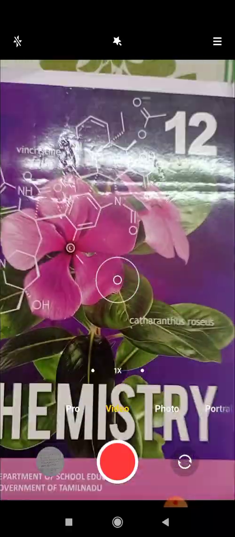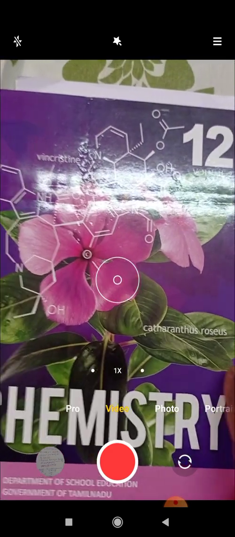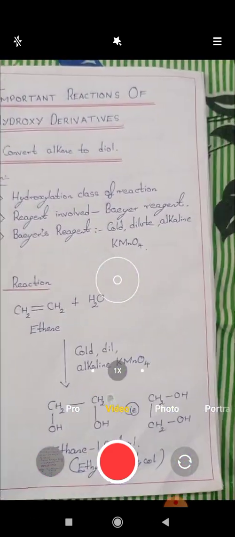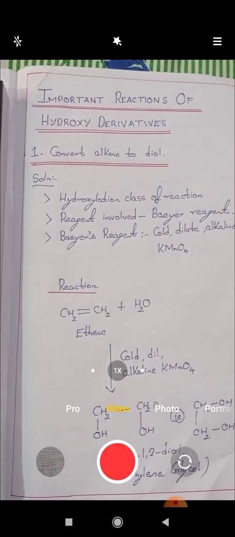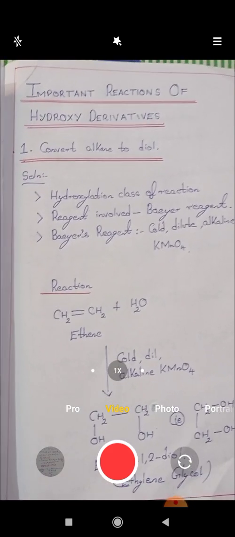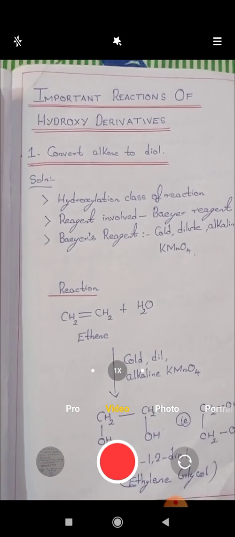The important topics relating to organic chemistry. Now, moving to content number 1. Important reactions of hydroxy derivatives, under which the first reaction which we are going to see is convert alkene to diol. Convert alkene to diol.